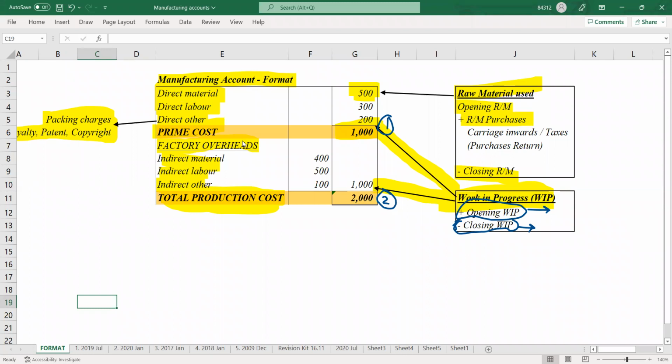Right, there's a question. So how do we know where to adjust the work in progress? If they specifically mention it, we will adjust it to the prime cost. If they don't mention anything, you can always adjust it under total production cost.